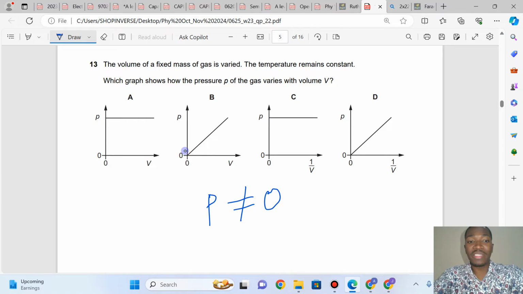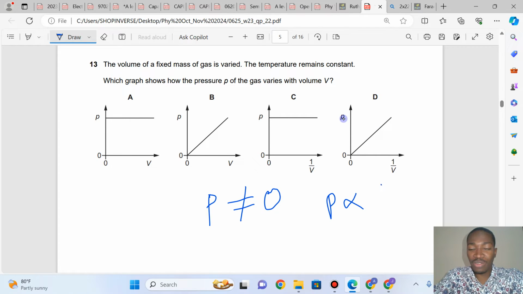Once you are compressing a gas, for the volume to reduce, pressure increases. And if volume is increasing, pressure will be reducing. So this is not correct. This one shows that pressure does not vary with 1 over V. And this one shows that pressure varies with 1 over V. This shows that pressure is proportional to 1 over volume.